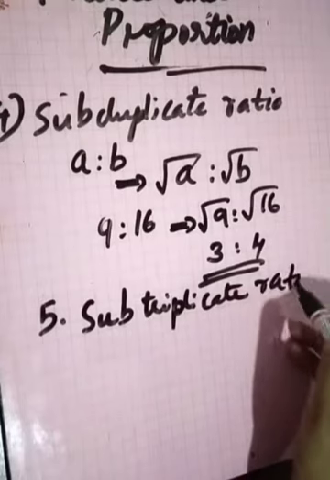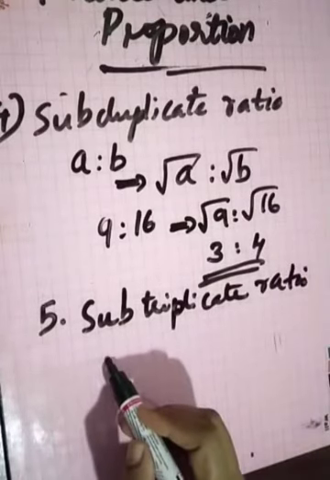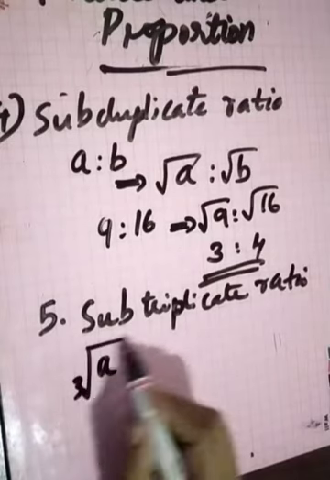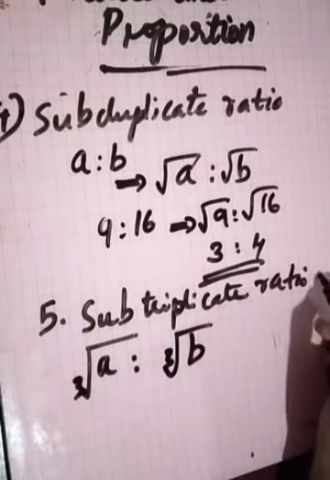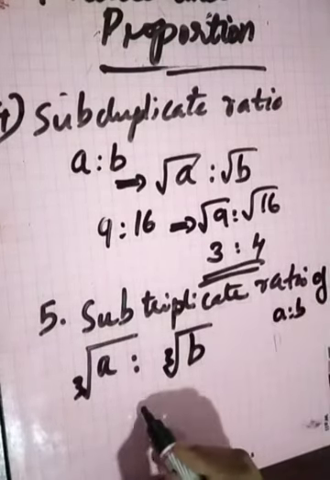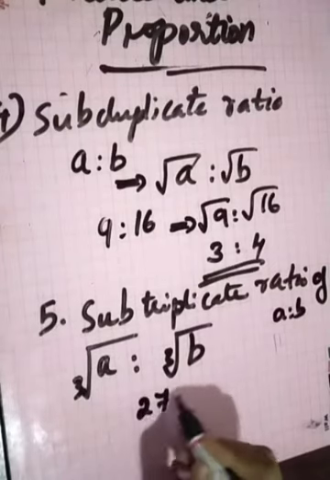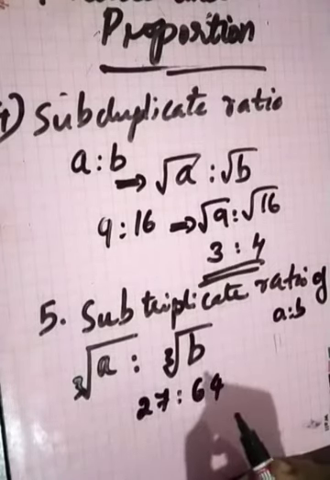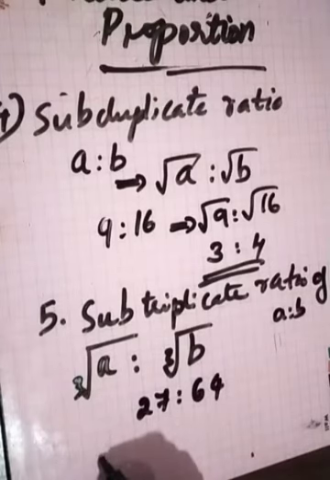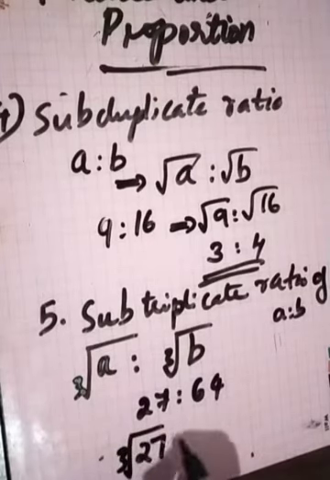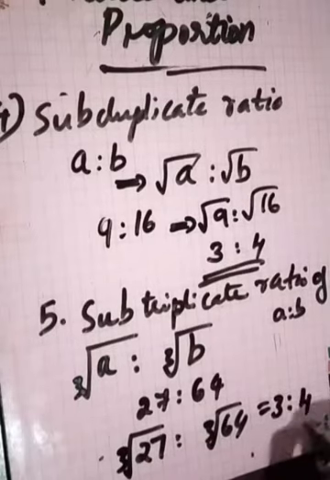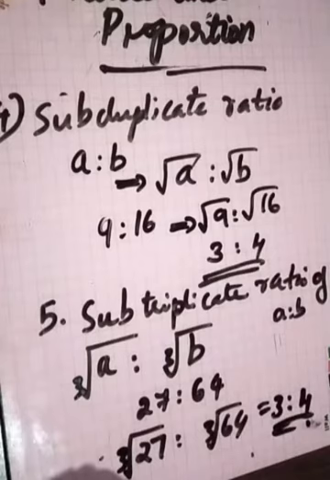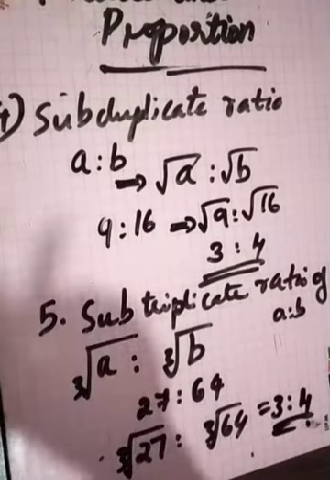Subtriplicate ratio. That means if A is to B is a ratio, then cube root of A is to cube root of B is the subtriplicate ratio of A is to B. For example, if 27 is to 64 is a ratio, then how can we calculate the subtriplicate ratio? That is cube root of 27 is to cube root of 64. 27 is the cube of 3 and 64 is the cube of 4. So 3 is to 4 is the solution. So this is the subtriplicate ratio.